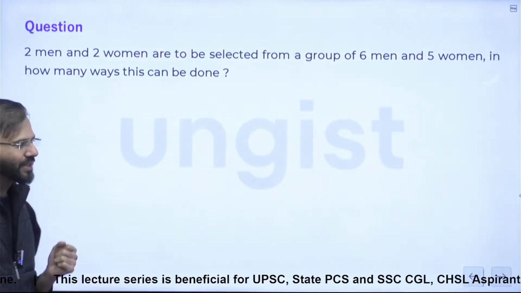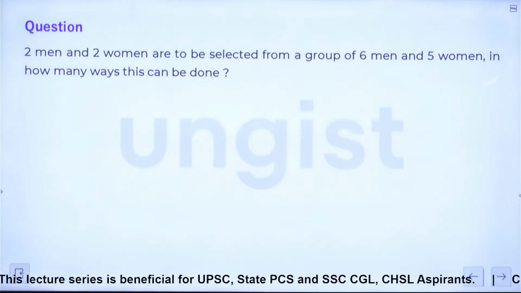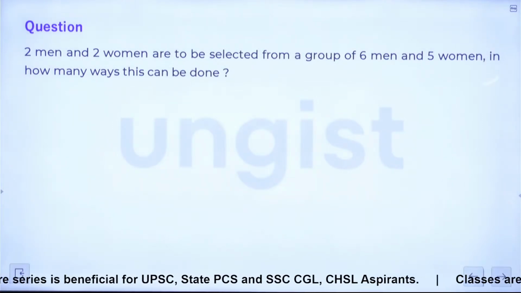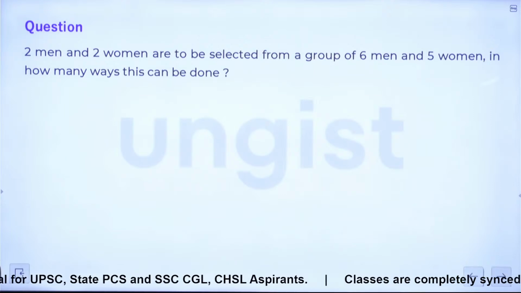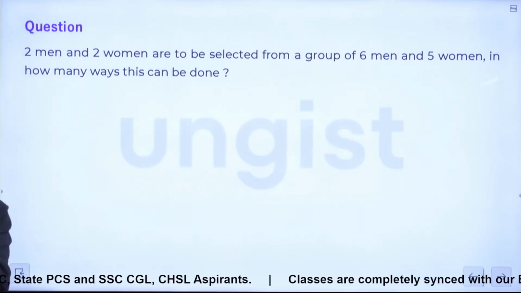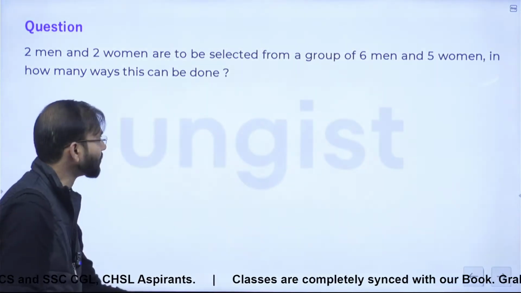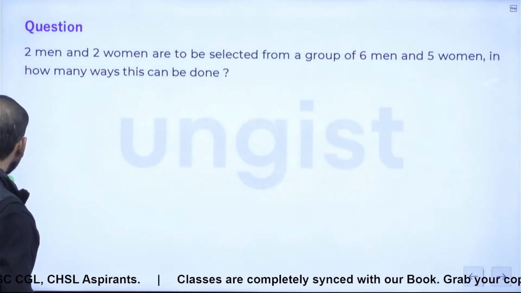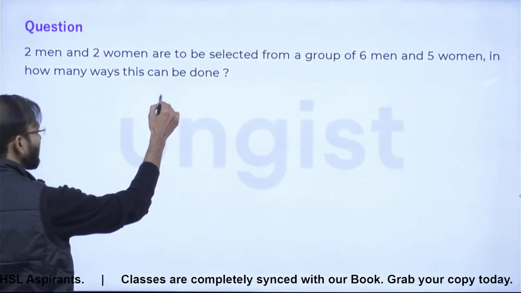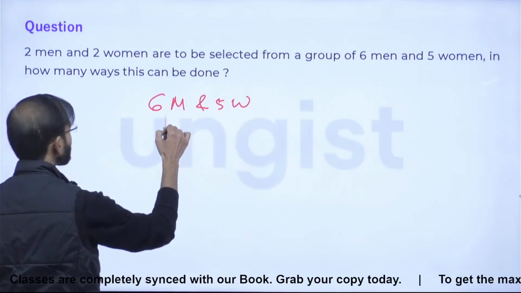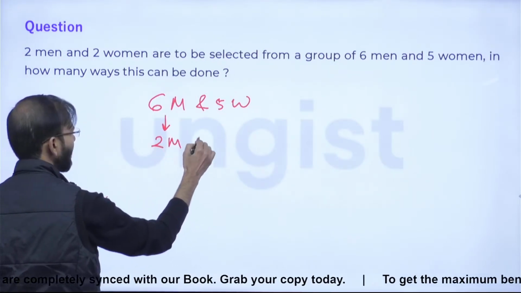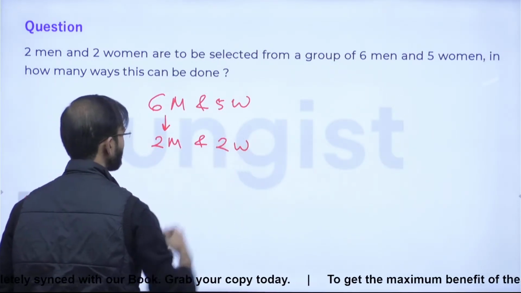So just read this question. The question says, from a group of 6 men and 5 women, we need to choose 2 men and 2 women. Okay, everyone? From a group of 6 men and 5 women, we need to choose 2 men and 2 women. Guys, okay? Right?